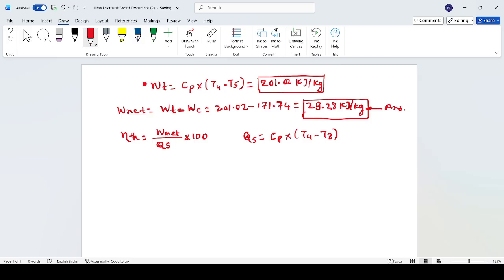I know the value for the Cp, I know the value for the T4, but I don't know the value of temperature T3, the temperature of the air before it enters the combustion chamber, that is nothing but the temperature of the air coming out of the regenerator. So let me elaborate how to calculate this temperature T3. This is the regenerator that is given to us, which is nothing but a counterflow heat exchanger.